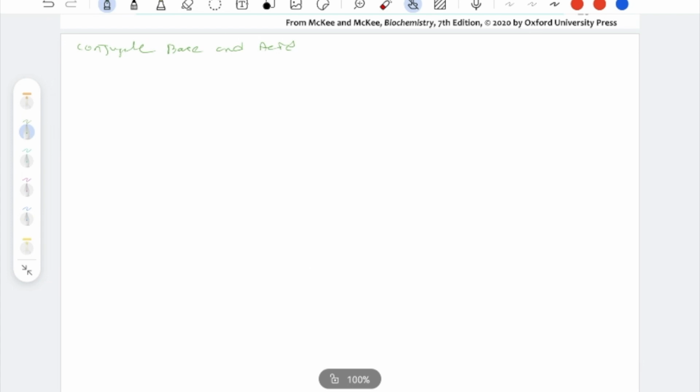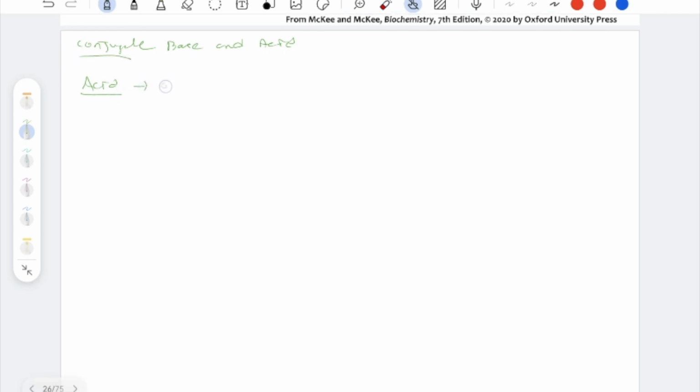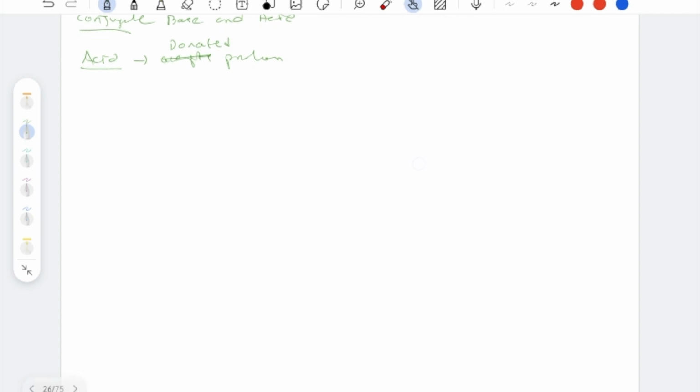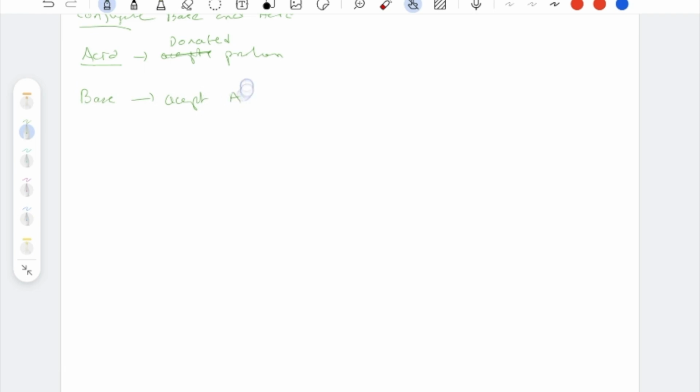Okay, so let's get some basics down first. We have something called a conjugate base and acid. What are they exactly? First of all, we have an acid. This is a normal acid, which is different from a conjugate base and acid. It donates a proton. It's an acid, so of course it's going to donate. And we have a base that's going to accept H plus, H plus. Okay?